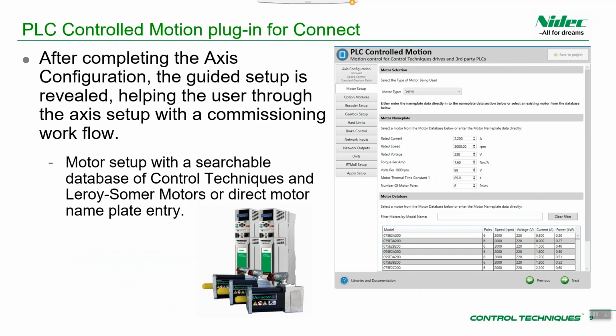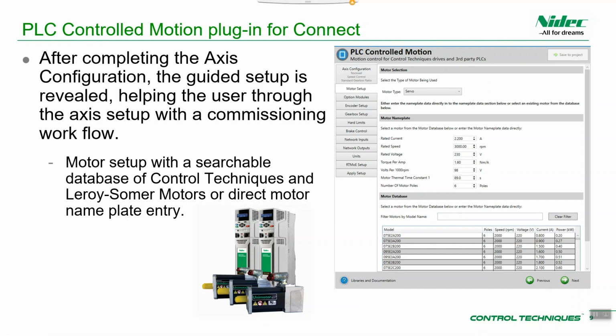After completing the Axis configuration, the next thing that you're presented with is the motor selection. You can select a servo motor, you can select an induction motor. Servo motor happens to be shown here. One of the nice things about this particular page is not only can you enter things in directly if you've actually got the motor nameplate details in front of you, but you can also search using the database function here.